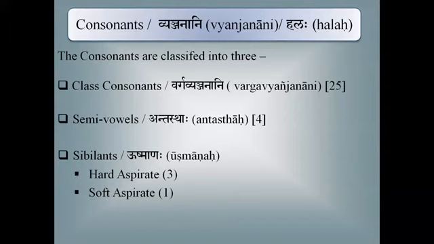They are grouped together for a reason. The reason is Uchcharana Sthanam. The consonants having the same place of pronunciation are grouped together. So therefore there are 5 groups, 5 classes, each class having 5 consonants. Therefore 25 class consonants, and 4 semi-vowels and 4 sibilants. And these 4 sibilants are divided into hard aspirate and soft aspirate. 3 hard aspirate and 1 soft aspirate.